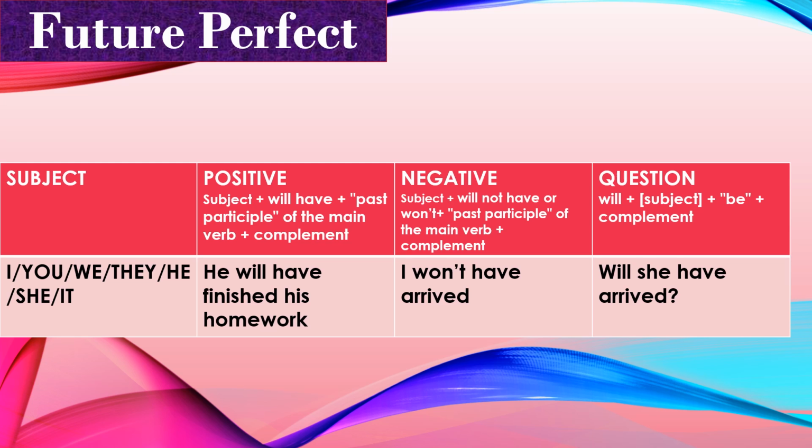For the negative form, we must use subject plus will not have or won't have plus past participle of the main verb plus complement. For example, I won't have arrived. For the question form, we must use will plus subject plus have plus past participle plus complement. For example, will she have arrived?